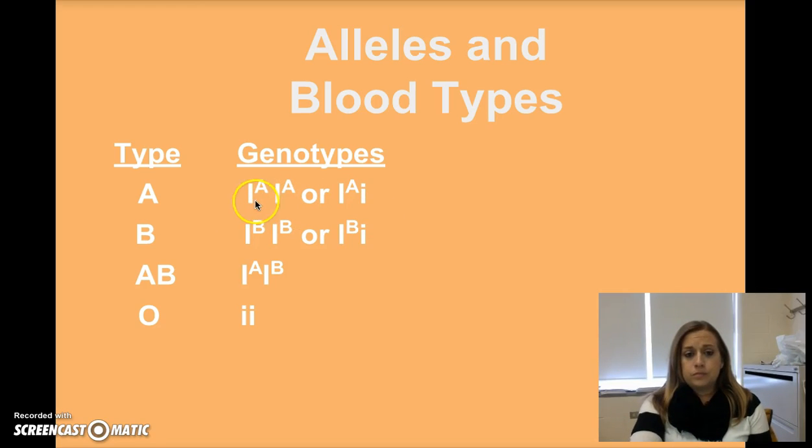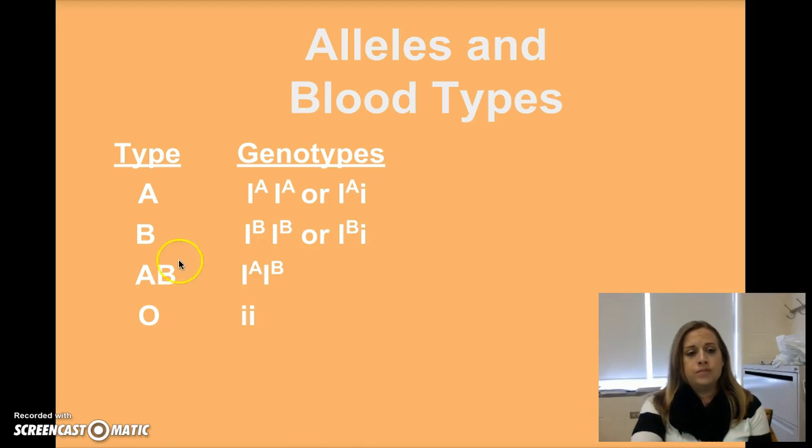So you could be homozygous for the IA, or you can be heterozygous and have an IA and a little i, in which case you're going to have type A blood. You could be type B blood and it would be the same thing. You would be homozygous for the IB, or you would have the IB and the recessive i.